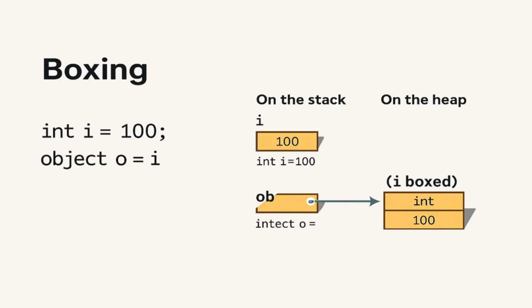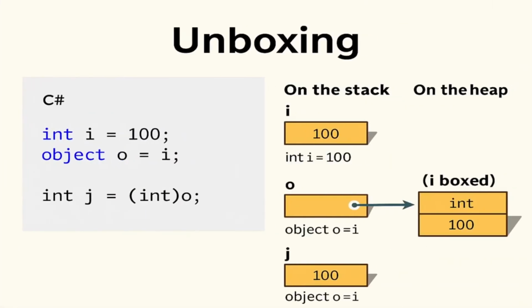Please, I think there is a misspelling here, so ignore that. Simply, on the bottom, the yellow thing is trying to say that it is an object O. So that's what happens when we do the boxing. It's a simple process.